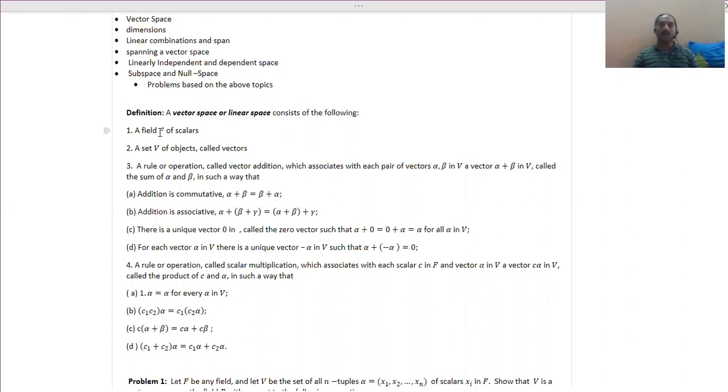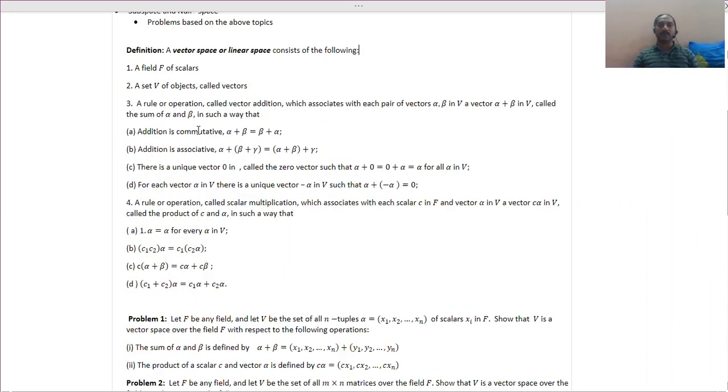With respect to addition, it is an abelian group. With respect to multiplication, the non-zero elements form an abelian group, and the distributive properties hold. Here also the same thing. And V is the set that contains the elements. V is one set, F is a field. This V is called a vector space over F if it satisfies the following operations.